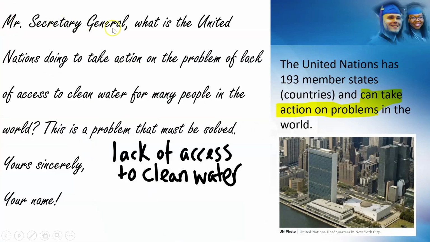Mr. Secretary General, what is the United Nations doing to take action on the problem of lack of access to clean water for many people in the world? So this is a question. What are they doing? What are they going to do to solve the problem? This is a problem that must be solved. Then we're going to end the letter yours sincerely, and then you would sign your name and then underneath that write your name.